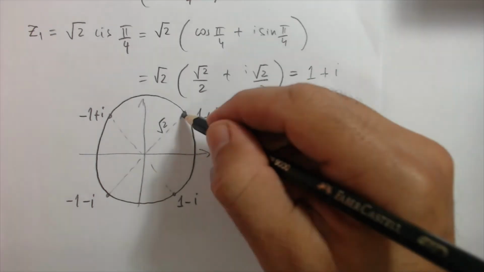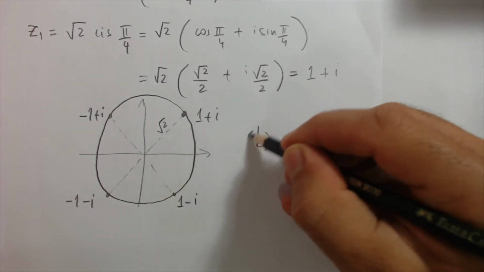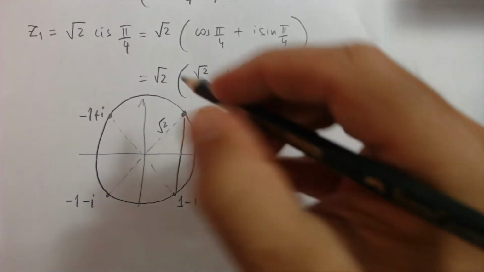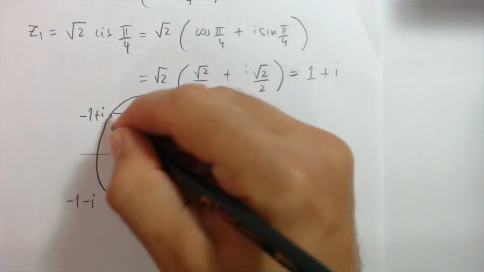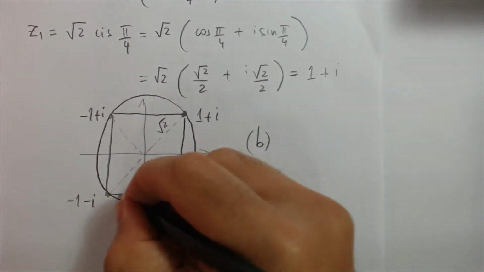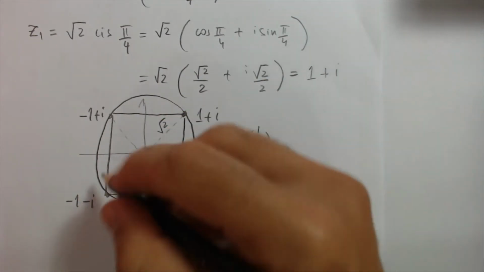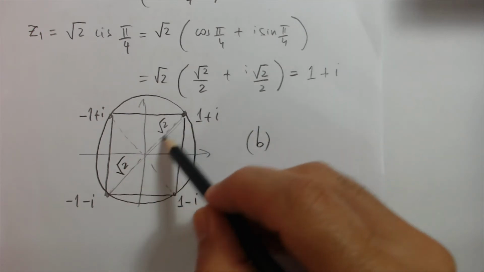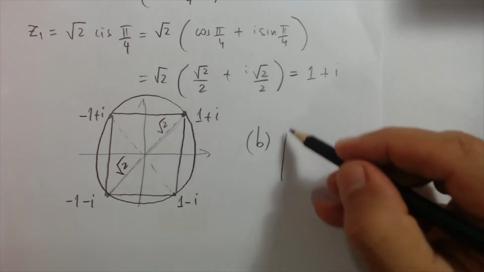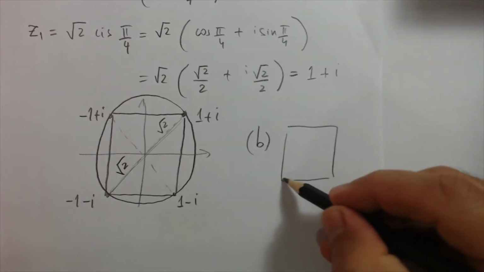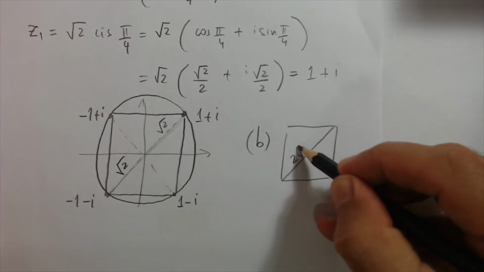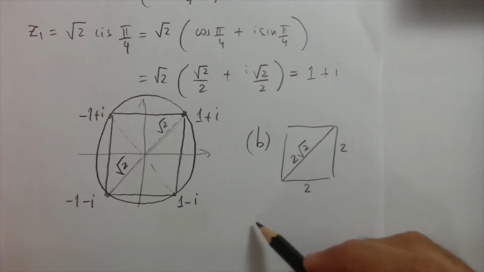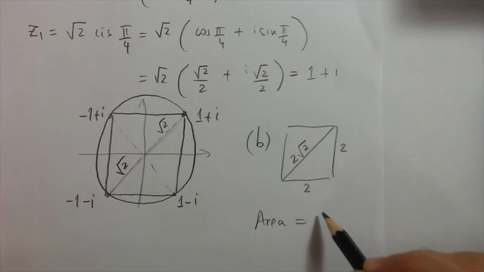To answer part B, we must note that this is a square. The polygon formed by the 4 solutions is a square that has diagonal 2 root 2. If you have a square that has diagonal 2 root 2, then the side of the square is 2. So the area of the square is 4.